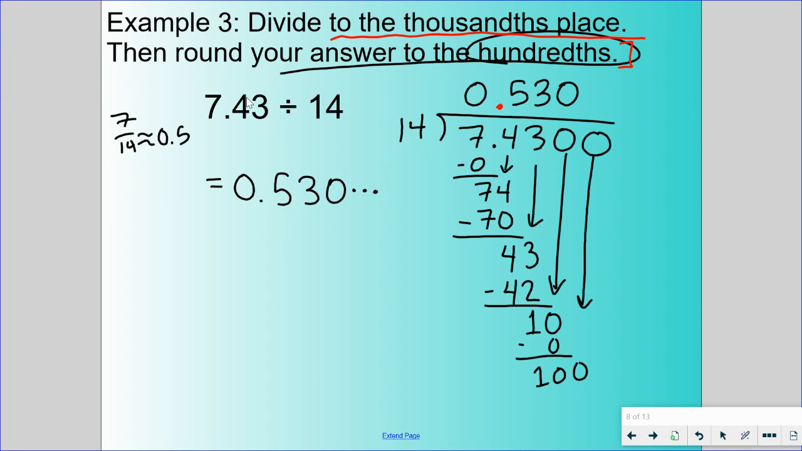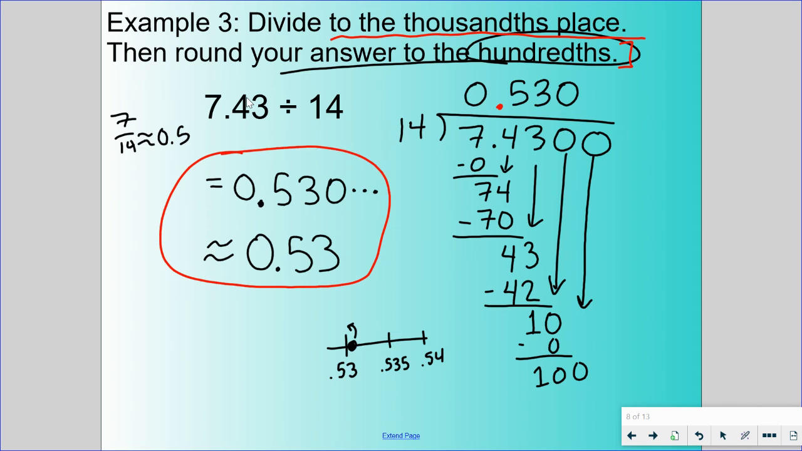530... Now it doesn't repeat, but at least we need to show that it goes on and on. Then it says round to the nearest hundredth. Using our rounding skills, we've got 53 hundredths and 54 hundredths. What's right in the middle? 53 hundredths and 5 thousandths. We have something so close that it's pretty quick to round. This is going to be closest to 53. So again, just to be clear, our direction said both divide to the thousandths and round to the hundredths.